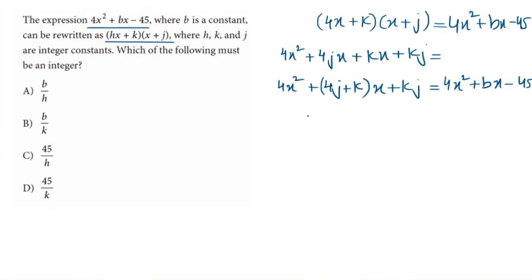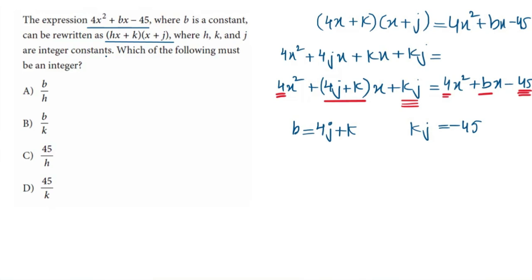So I can see that the coefficient of x squared is 4, and the coefficient of x is b, which is this. And the constant term is this thing. Okay, I'm just using different marks to show you that. So I can say that b is 4j plus k. That is one thing. And kj is negative 45. So this is the only information I have right now.